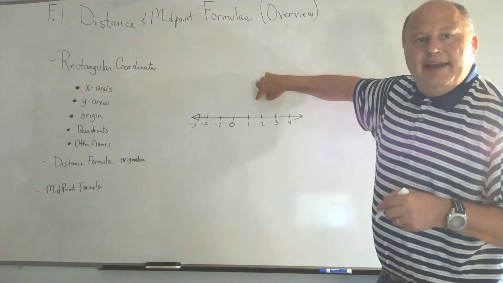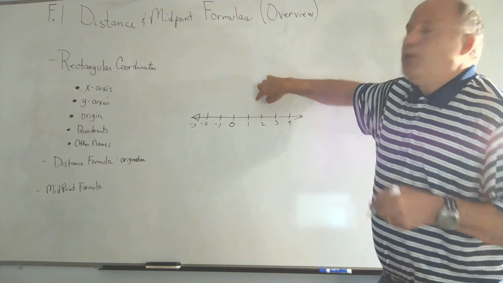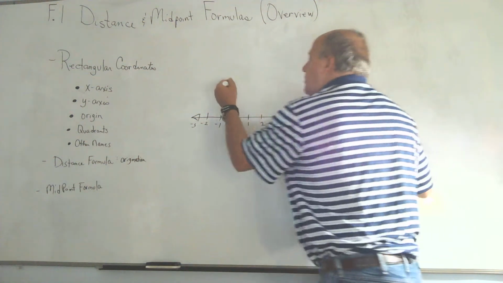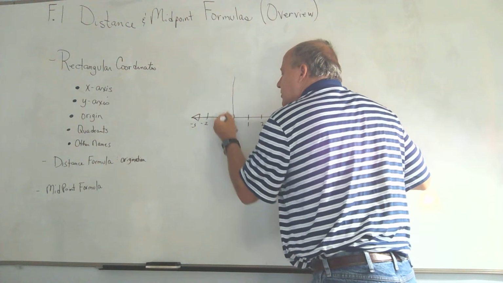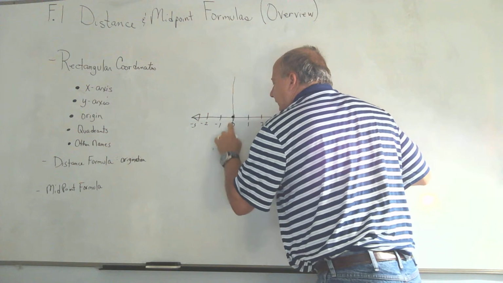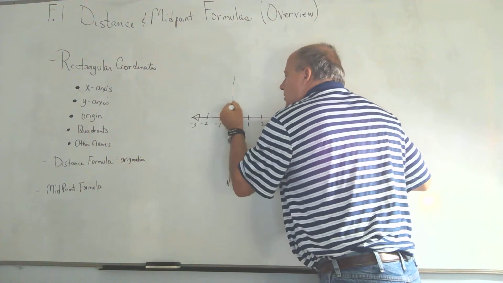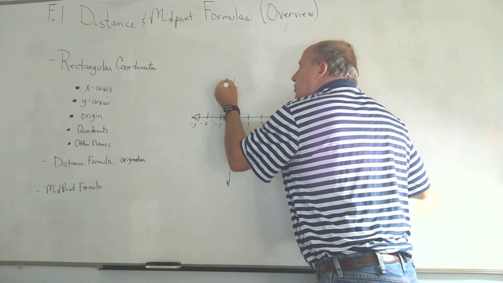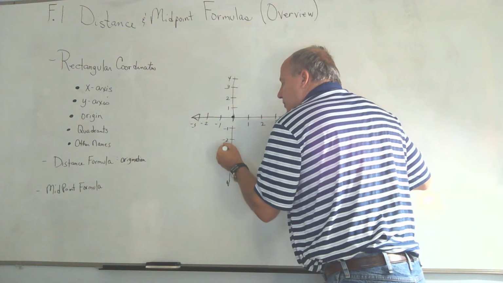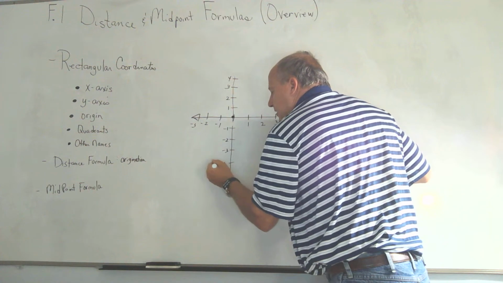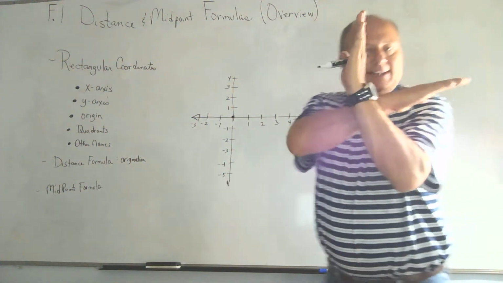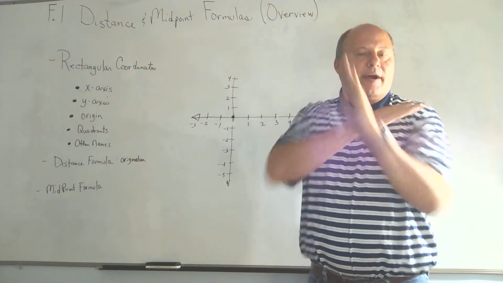In order to make it meaningful, we have to create another number line, and that number line runs perpendicular to this number line, and they intersect right there at the zeros. So 1, 2, 3, and 4, and -1, -2, -3, -4, and -5, and so on. So it's basically two number lines that intersect at right angles.